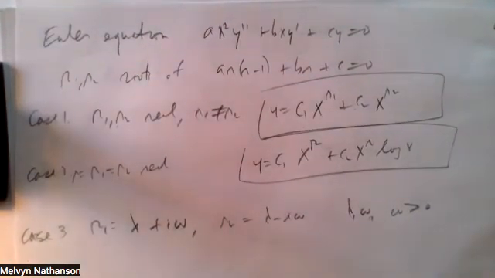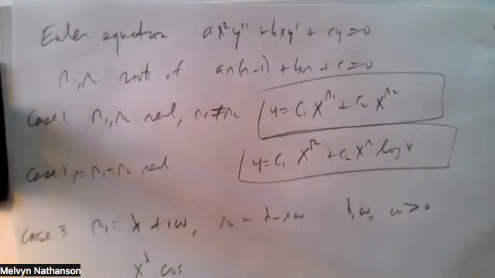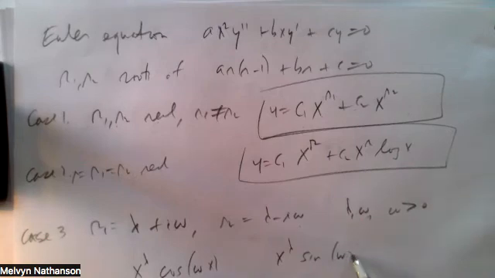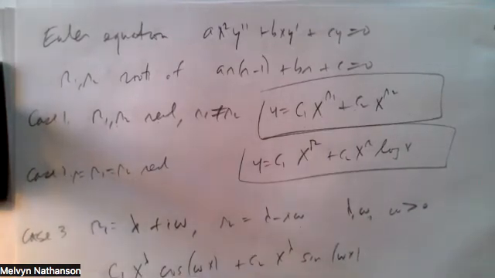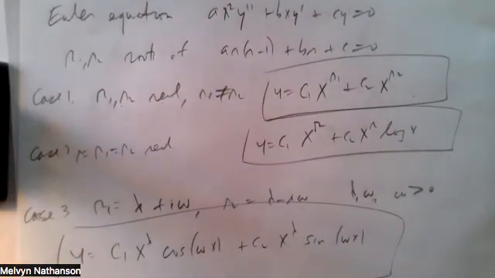And in this case, your solutions are x to the lambda cosine of omega x and x to the lambda sine of omega x. And the general solution will be any linear combination of these two. So this is a complete description of the solutions of this Euler equation. So this is a special case, but an important special case of an ordinary differential equation with a regular singular point.